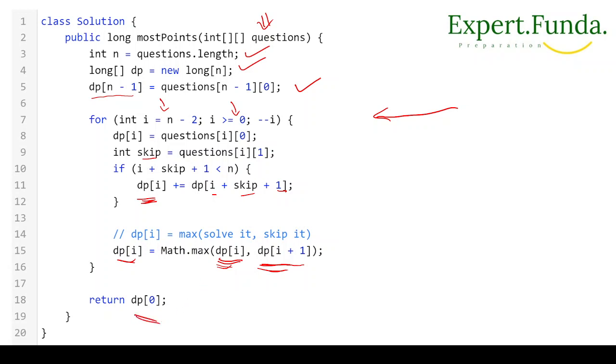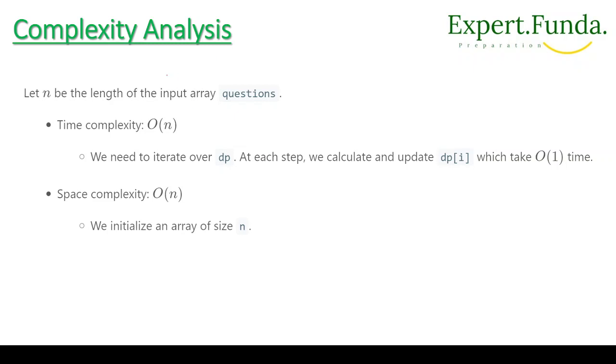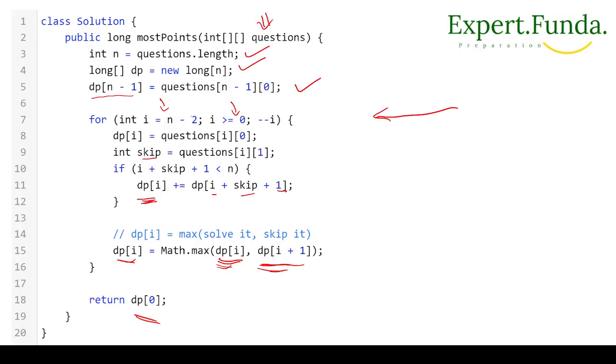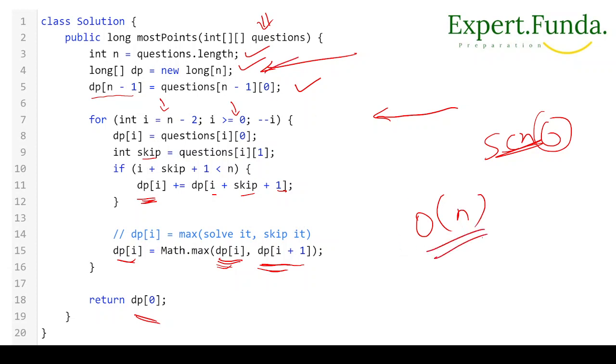Okay, so now let's understand the complexity. We are using dp, so if we have n questions, we have time complexity of O of n, and we are storing all the elements in this dp. So the space complexity is also O of n. So space and time complexity are both O of n.